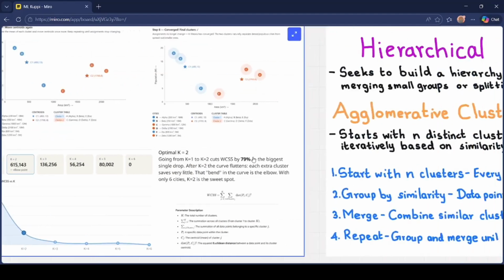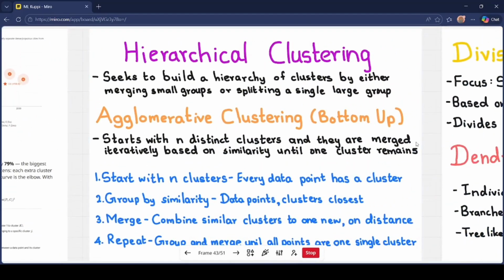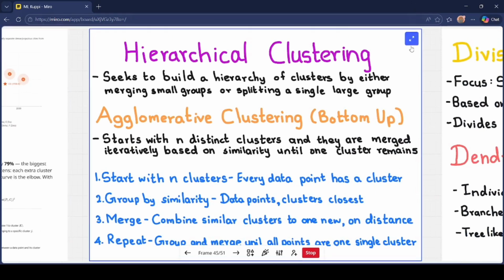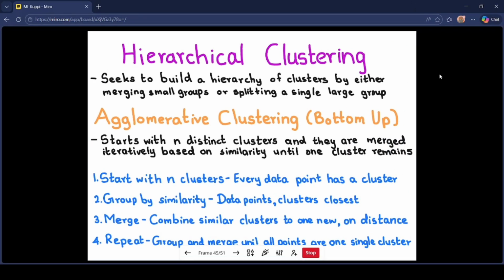And then now we have hierarchical clustering. Yes, so in hierarchical clustering, what happens is either we merge small groups together or we split a single large group into multiple subsets. The first one is the agglomerative clustering. So that is a bottom-up approach where we start with n distinct clusters, and every data point is a cluster, and we are going to group them by similarity, the closest ones together.